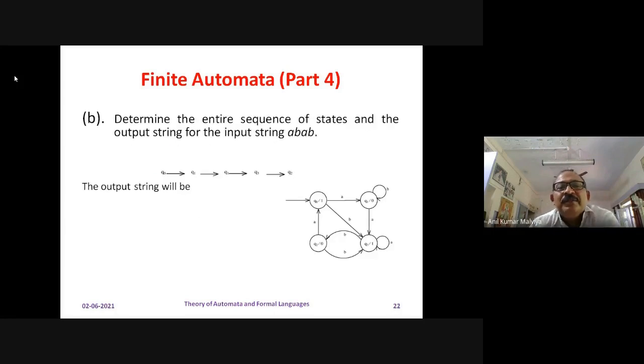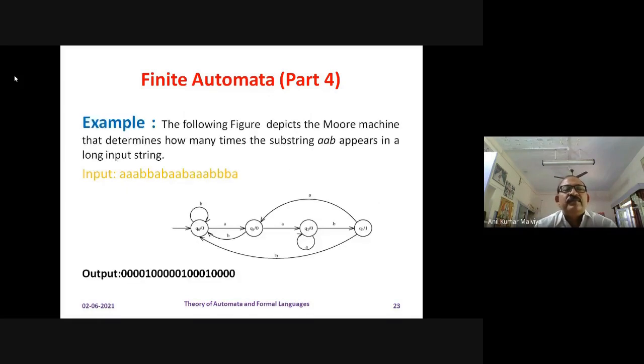Here you can see this is the entire sequence of states while accepting the input A, B: Q0, Q1, Q3 and Q2, and the output string will be 1, 0, 0, 1, 0. Okay. Next.